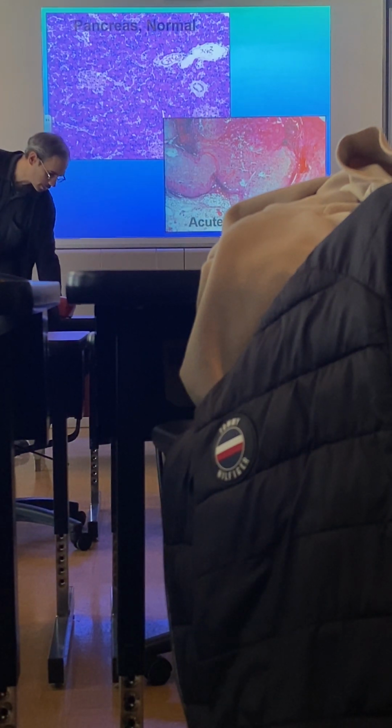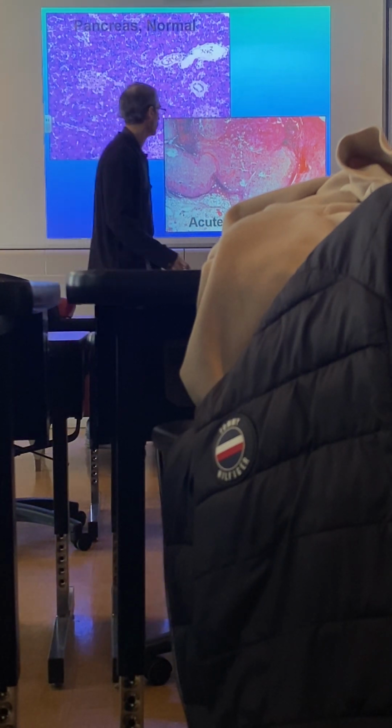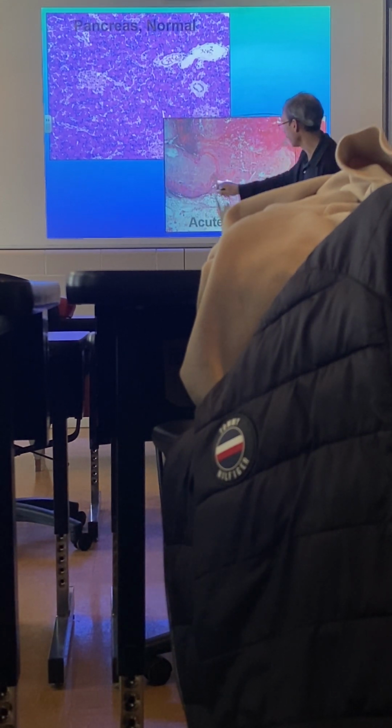That's what normal looks like. This is what acute hemorrhagic pancreatitis would look like. There's no normal pancreas here at all. In fact, there's no pancreas, period. It's all been digested. So what we have here is some sort of liquefied material.